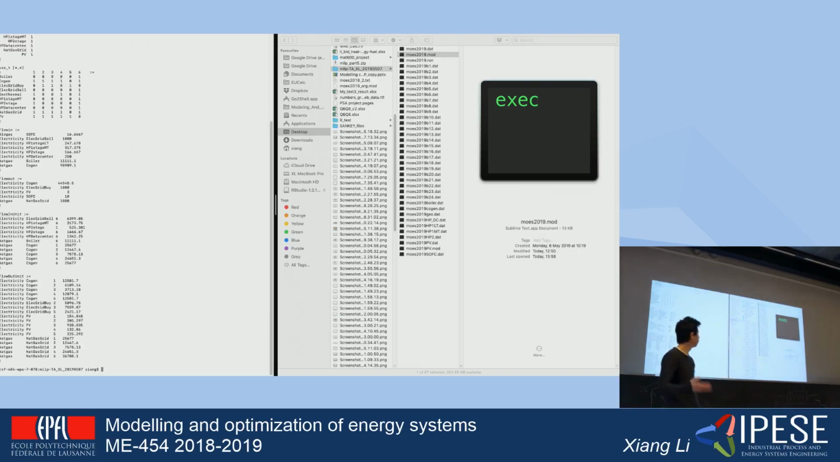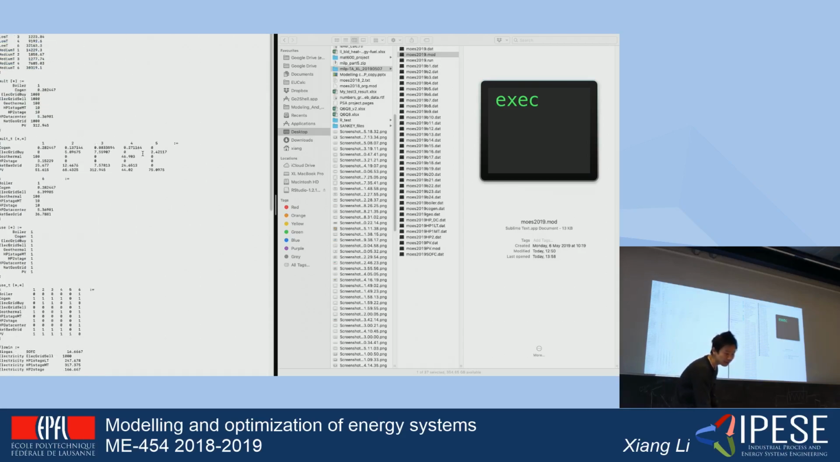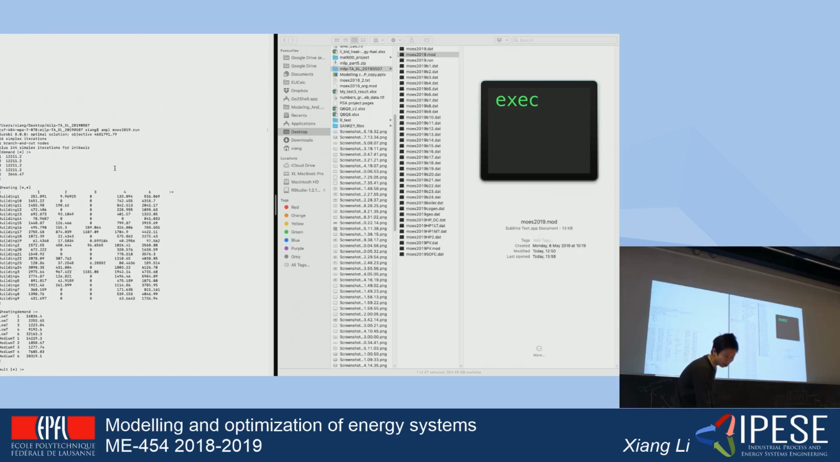So, this is the result. Sometimes you see the objective function is something like a few billion from Swiss. That means maybe you got something wrong with the investment cost or operational cost expression, so you should double check that.